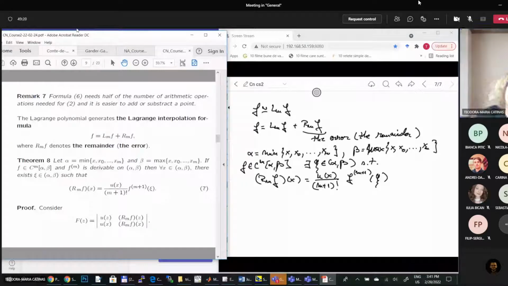You see, that is u of x here. So if the distances between x and the nodes are large, then the error is large. We use here u of x, which is x minus x0, x minus x1, and so on, x minus xn. And also, the error is smaller if we have more points, because we divide by factorial of n plus 1. N plus 1 is the number of given points. We have x0, x1 till xn, so we have n plus 1 points. So we have factorial of n plus 1 as denominator. If we have larger values, we will have smaller error here.